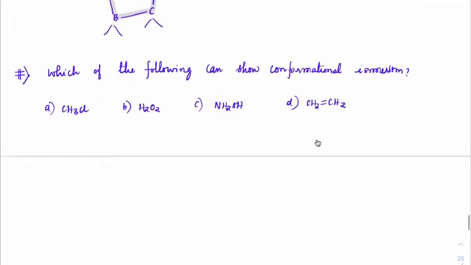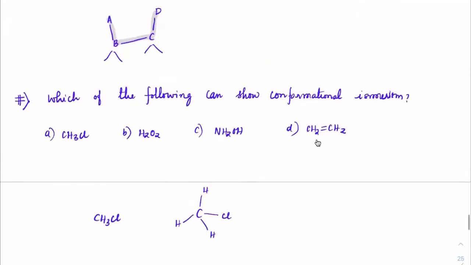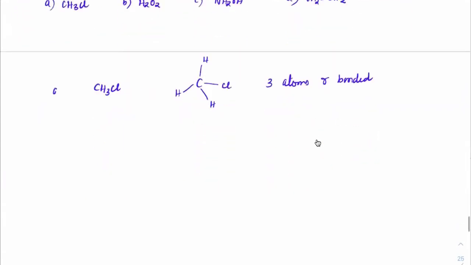Now let us see about CH3Cl. If you check out what happened, C has hydrogen, hydrogen, chlorine, hydrogen. So you can see there are only 3 atoms now: 1, 2, 3. We require 4 atoms to be connected. So this cannot show conformation, because there are only 3 atoms sigma bonded one after the other. This is part A.